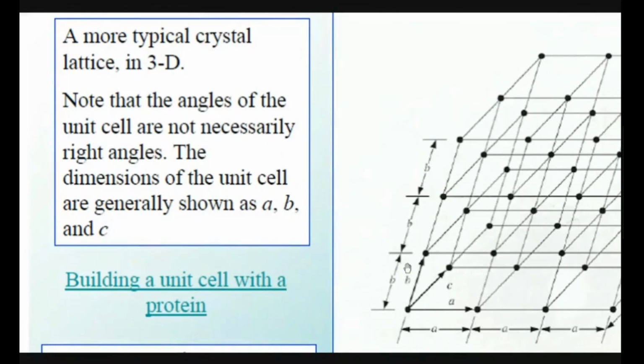And you will see that the pattern is repeating itself. The ABC pattern is repeating itself throughout the structure. Now, please note that none of the angles between AB or AC or BC is 90 degrees. So it is not necessary that in a crystal the angle should always be 90. And this single cell is called the unit cell of the crystal.